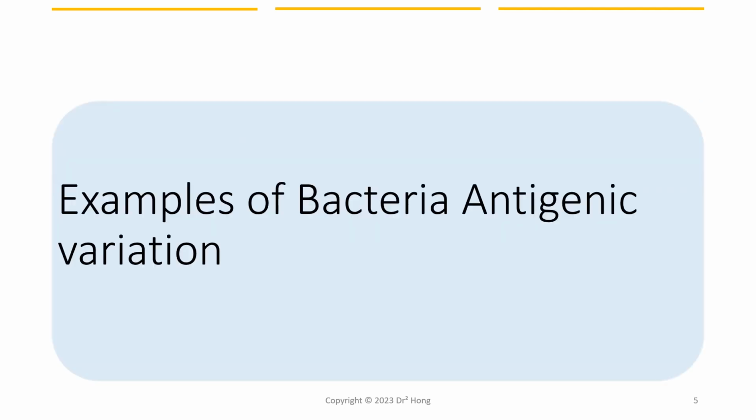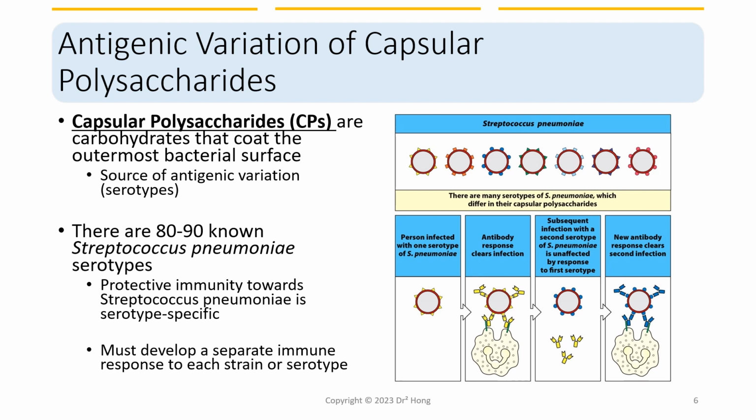Now let's look at a few examples of bacteria antigenic variations and their other ways to prevent us from mounting a proper immune response. One of the most common antigenic variations in bacteria is on the capsular polysaccharides. Now, capsular polysaccharides are carbohydrates that coat the outermost bacterial surface, forming a slime layer. Each serotype or strain expresses different carbohydrates or polysaccharides on its surface. The diversity in the capsular polysaccharides is the source of antigenic variation.